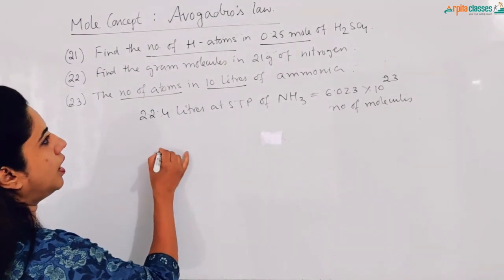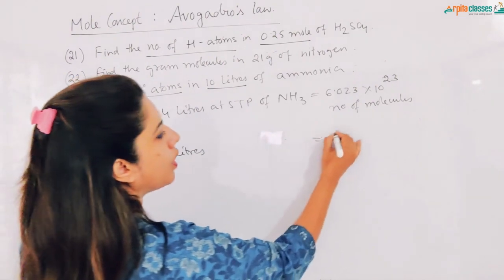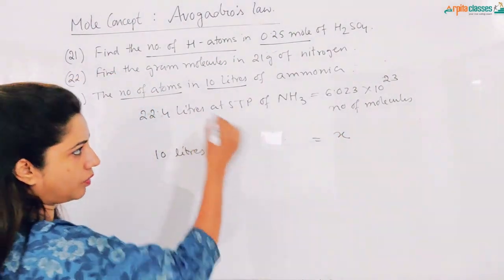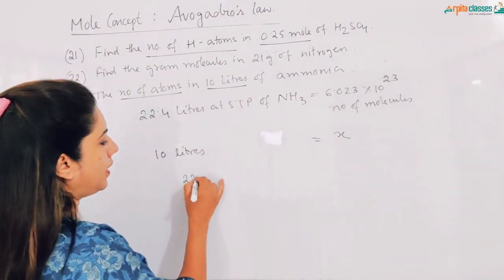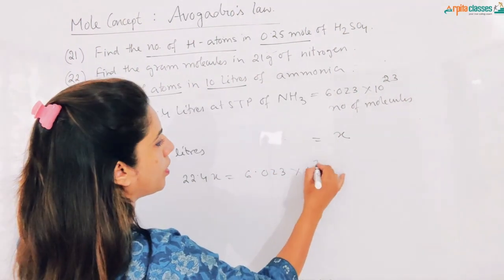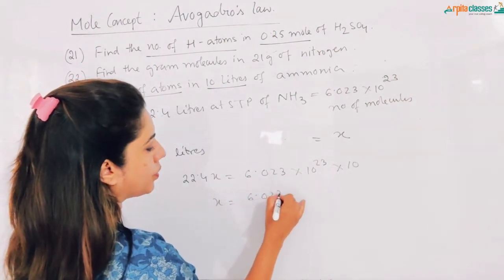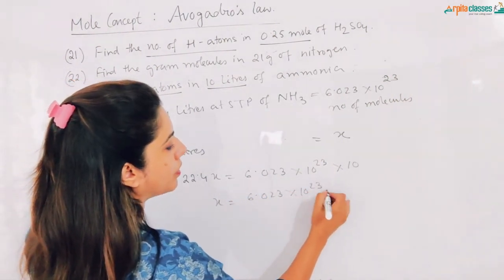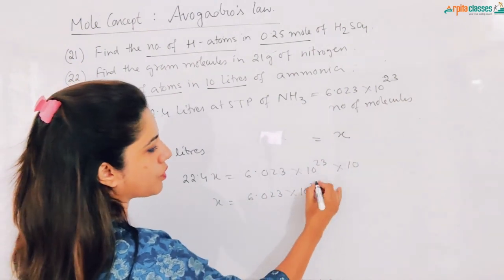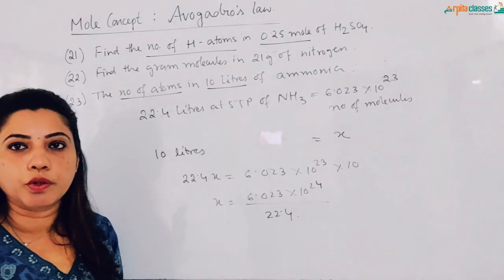So 10 liters is equal to how many molecules? First find out the molecules, cross multiply. 22.4x is equal to 6.023 into 10 raised to power 23 into 10. Therefore, x is equal to 6.023 into 10 raised to power 23 and 1 will give you 10 raised to power 24 divided by 22.4. So, these many molecules we get.